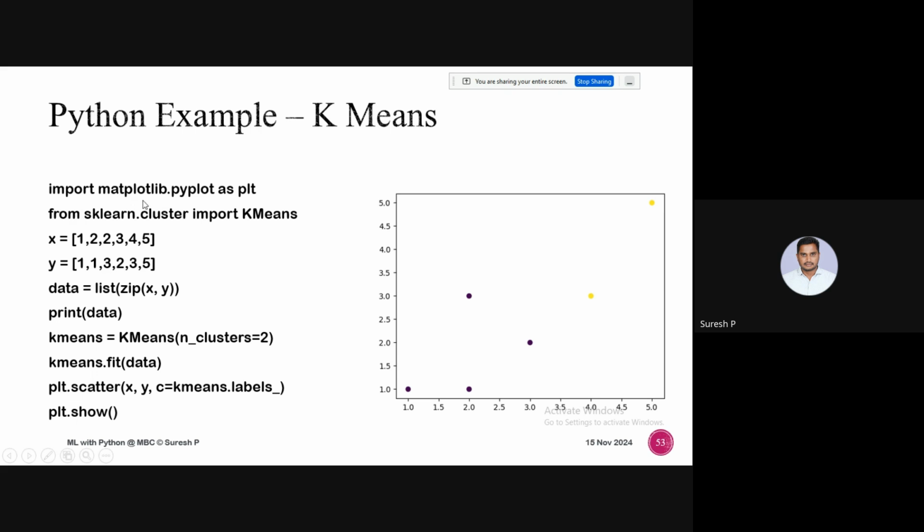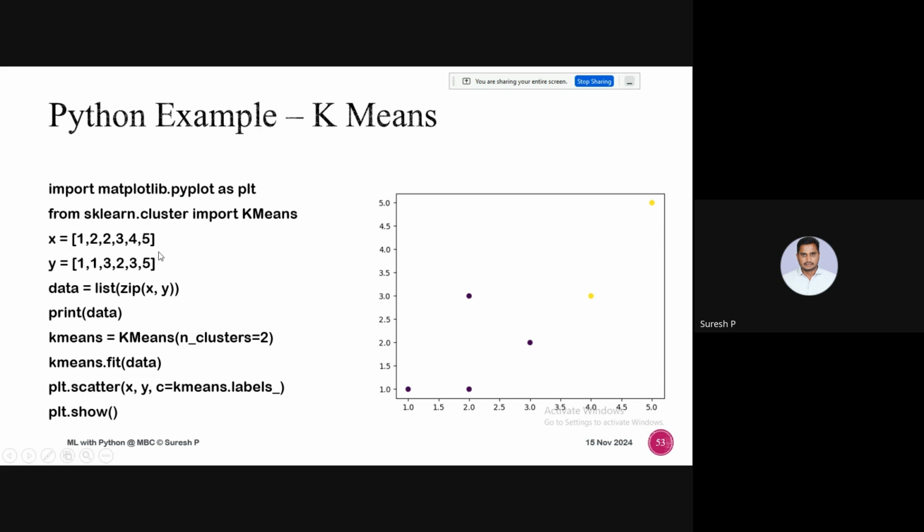And matplotlib.pyplot, we all know that is for generating the graph. If you want to represent the data points in a two-dimensional graphical representation, then only you need matplotlib.pyplot. Otherwise, it is not necessary. Then from sklearn.cluster import KMeans. This is for importing the k-means algorithm.